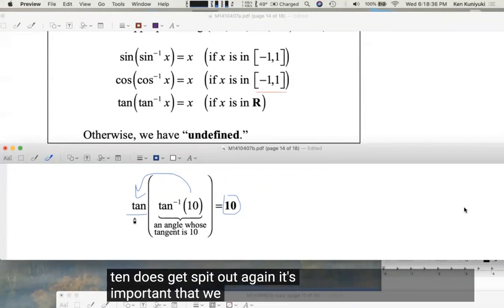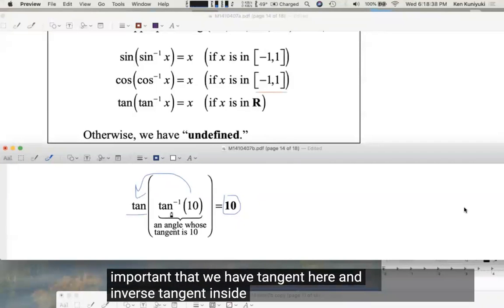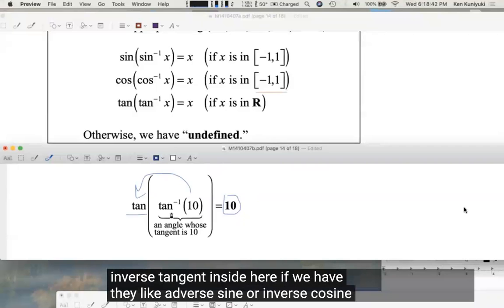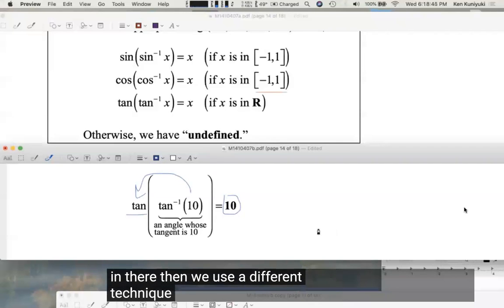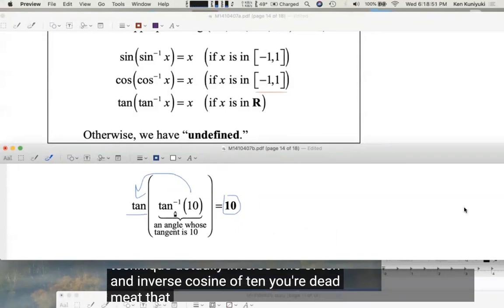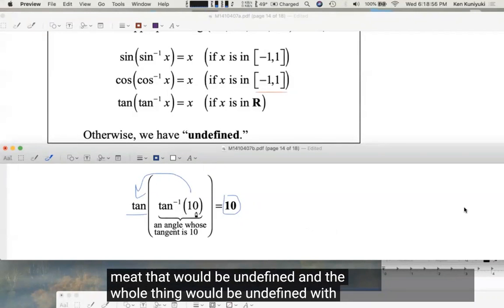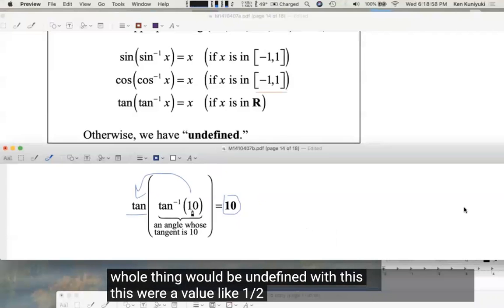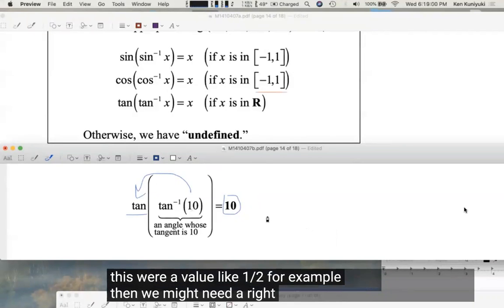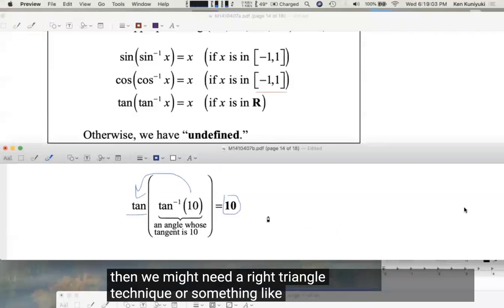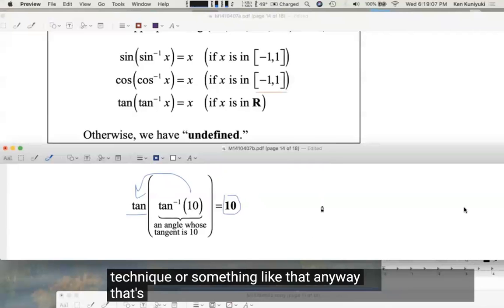Again, it's important that we have tangent here and inverse tangent inside here. If we had something like inverse sine or inverse cosine in there, then we use a different technique. Actually, inverse sine of 10 and inverse cosine of 10, you're dead meat. That would be undefined, and the whole thing would be undefined. If this were a value like 1/2, for example, then we might need a right triangle technique or something like that. Anyway, that's group 1.